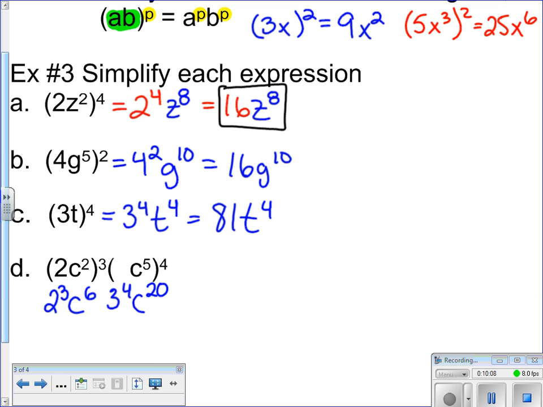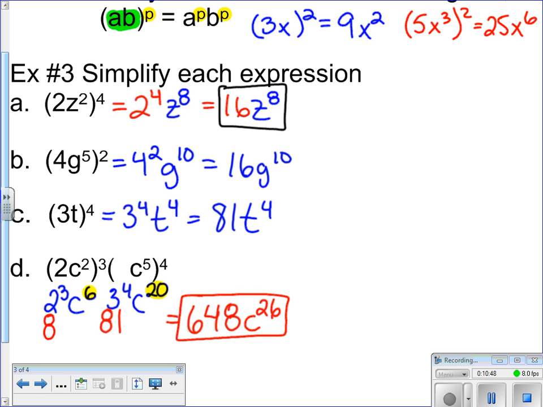Now if I work out what the numbers are, 2 cubed is 8. 3 to the 4th is 81. Those numbers are going to need to be multiplied together, because remember, I couldn't add their exponents because they were different bases. So 8 times 81 is 648. And then the exponents, 6 and 20, will be added, and I'll get c to the 26th. And that's your answer for that one.